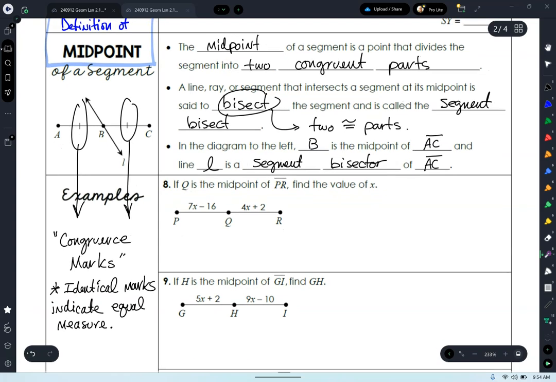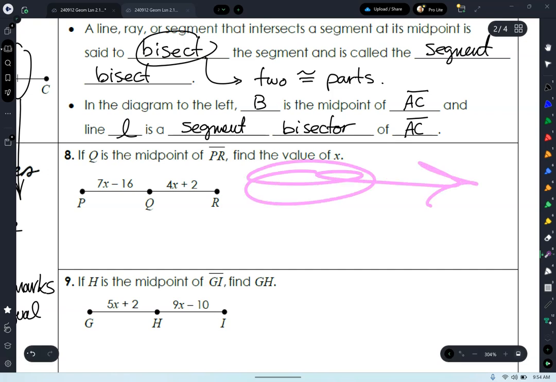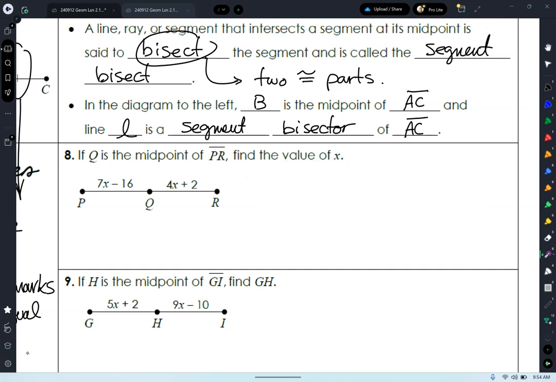All right. Let's see if you can do number 8. Over here, I want you to set up a math problem and name your tool accordingly. That will help you figure out the value of X if you know that Q is the midpoint of PR. Okay. See what you can do. Go ahead.